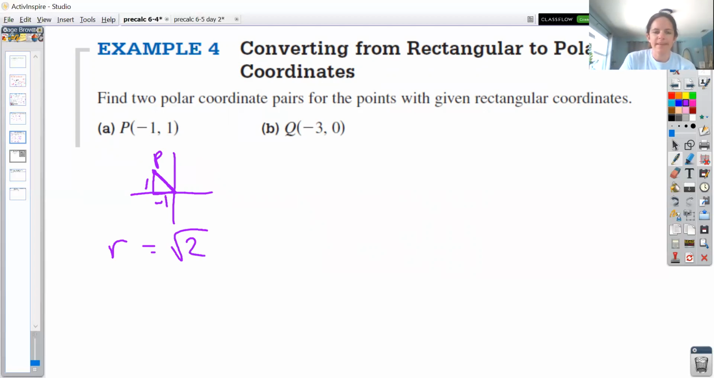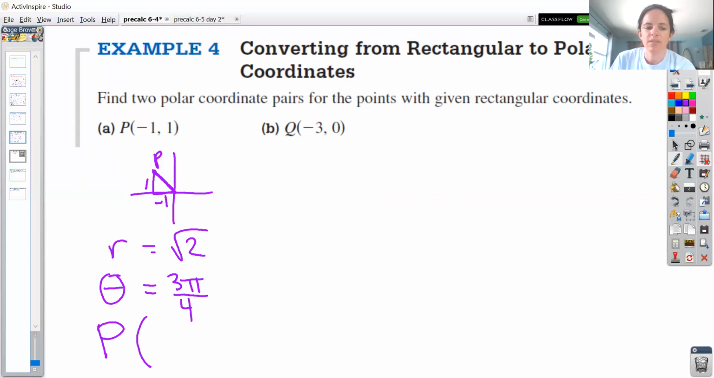And the angle, in this case, again, I don't need a calculator for this because if I know that that's a 1, 1, then I know that that's a 45, 45, 90 triangle. And I can look at it in quadrant 2 and say, oh, that angle is 135 degrees. But we're going to use radians because we're more sophisticated. So this would be the point in polar coordinates. This would be the point root 2, 3 pi over 4.